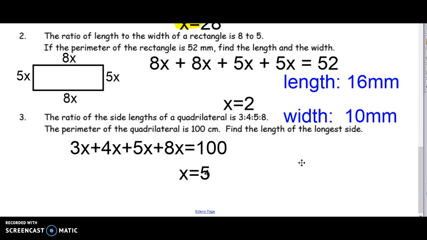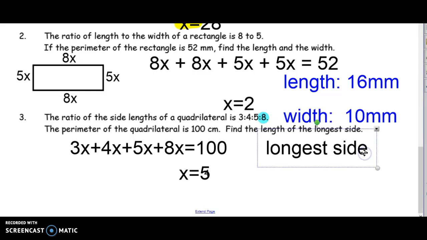And the question is asking to find the length of the longest side. So I know x is 5, but x isn't representing the length of a side. It's representing how much a side is going to get multiplied by. If I'm interested in the longest side, the longest side is going to come from the largest number, which is 8. So I need to multiply 8 by 5, and I would get that the longest side is 40. Well, what were the units in this problem? Centimeters.